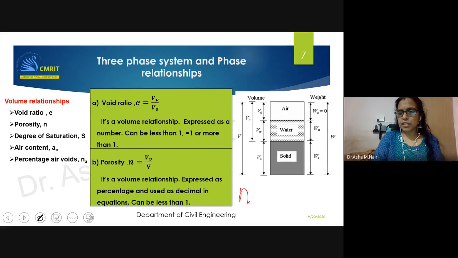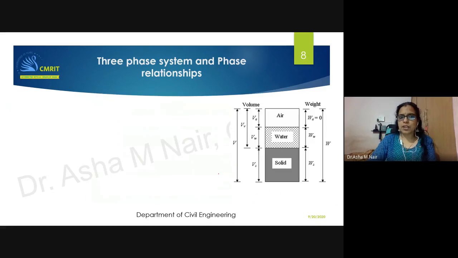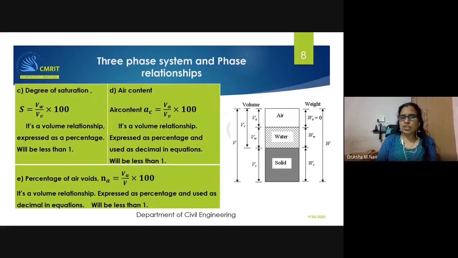You have to keep in mind n is equal to e by 1 plus e, because you have seen at least 2-3 problems where you have used that equation. n is equal to e by 1 plus e. Then degree of saturation. Degree of saturation is given by Vw by Vv. So it is not only just the formula, you should also know it in terms of the phase diagram. This expression also you have used in one of the formulas.